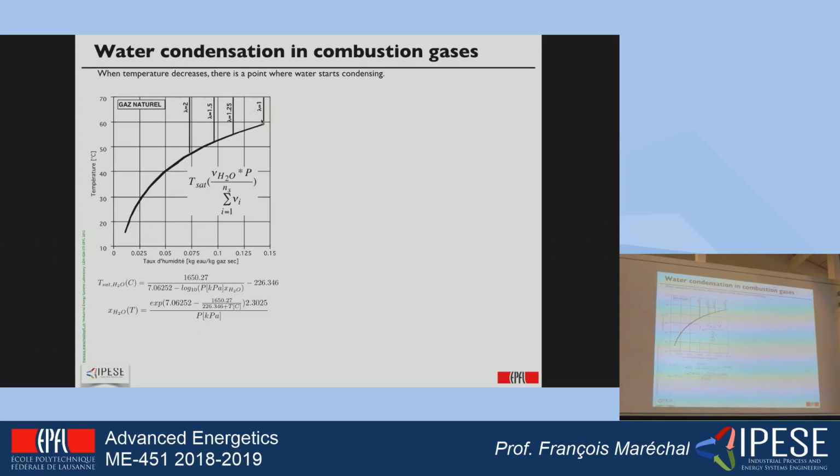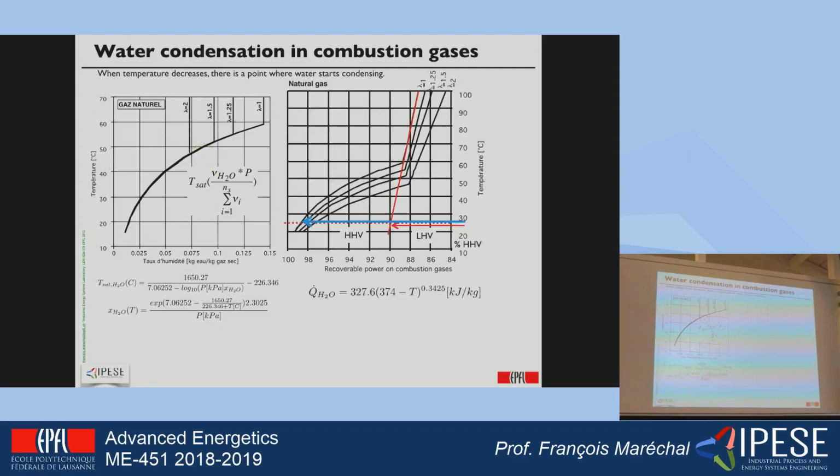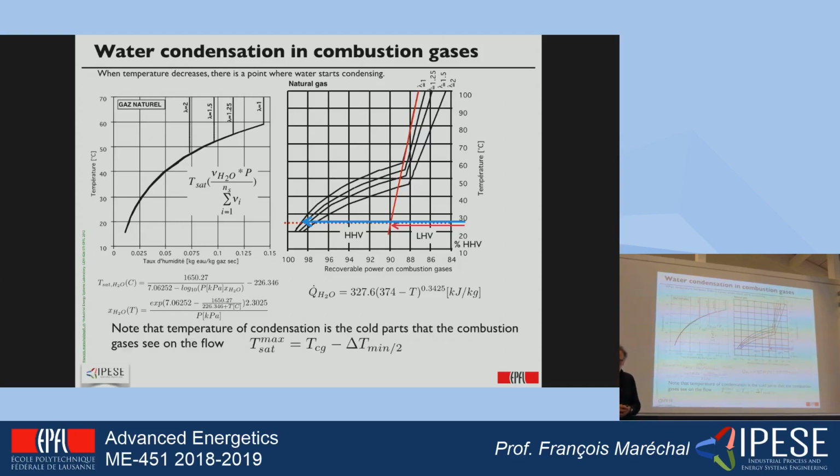So if I have something which is not diluted, so very perfect combustion without air excess, then I will start condensing at 60 degrees C. If I'm a little bit more diluted, then you can see that the temperature is going to decrease. And each time I reach this temperature, I will be able to exploit a little bit more than the lower heating value by condensing water. But it means that the tubes have to be at 60 degrees C, so the pinch has to be below 60 degrees C so that I can recover this amount of heat. Okay?